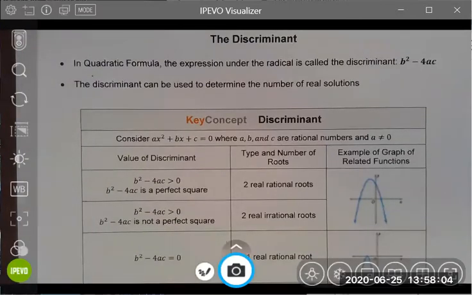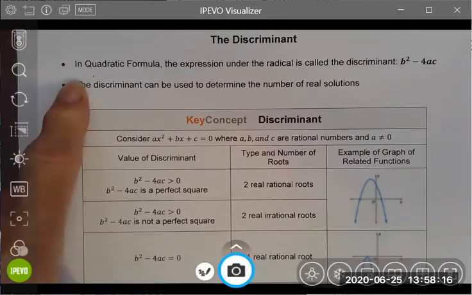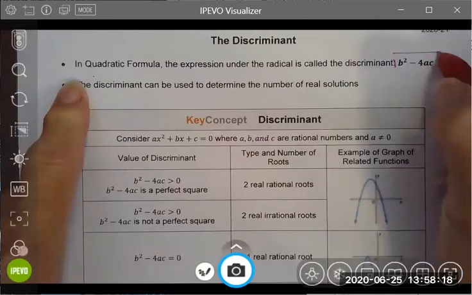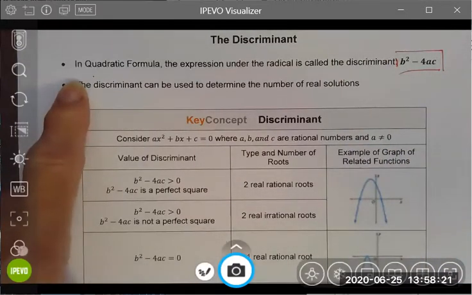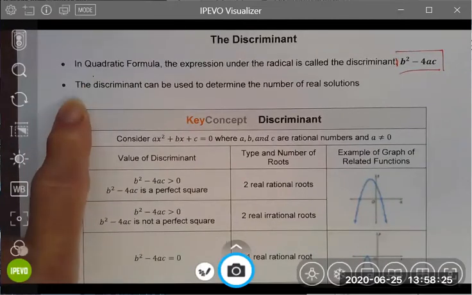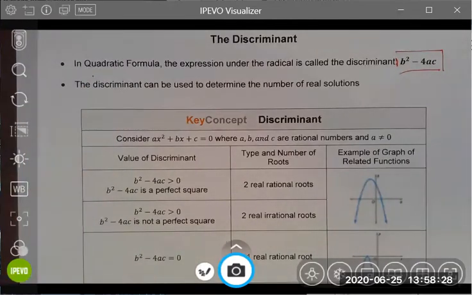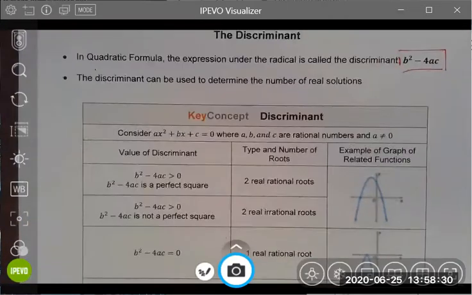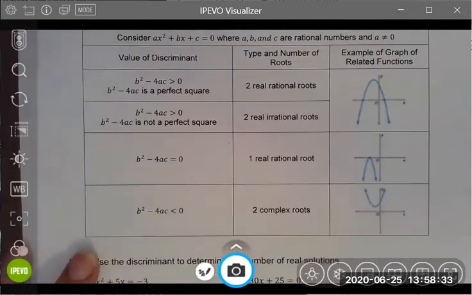I want to move on and talk about the discriminant, because the discriminant can often tell us a lot about the graph of a quadratic function without us having to actually find the solutions. The discriminant is actually the part that's under the radical symbol, b squared minus 4ac. And we can use this to determine how many real solutions there are. This is a great table. You want to familiarize yourself with this table.